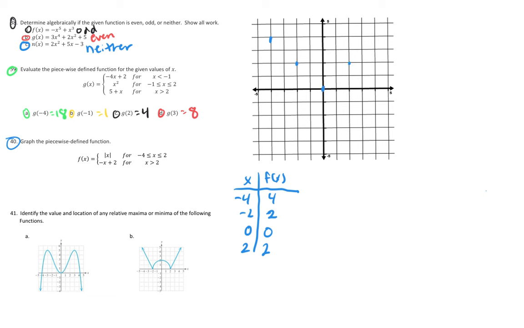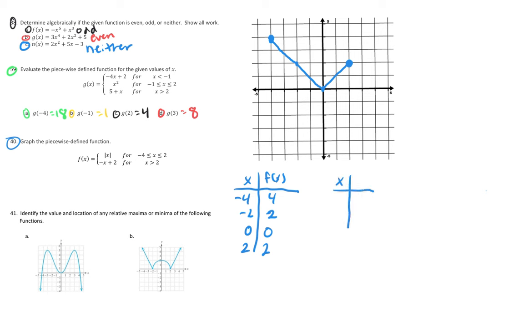Plot those points, and we're not less than that, so a big solid point there. We come up, and we are less than or equal to 2 for the absolute value one.